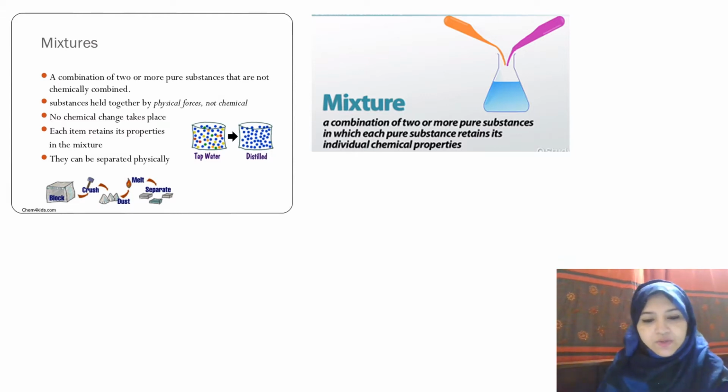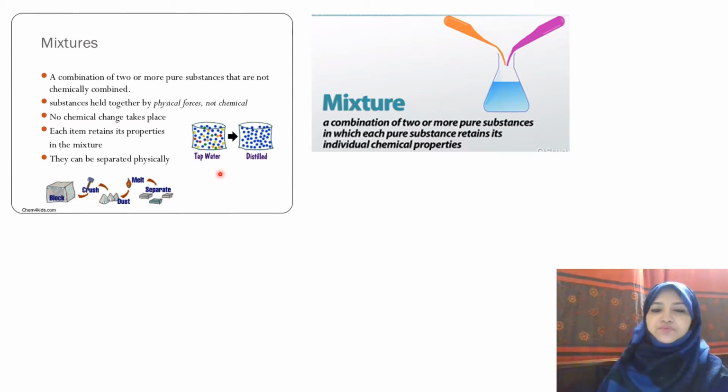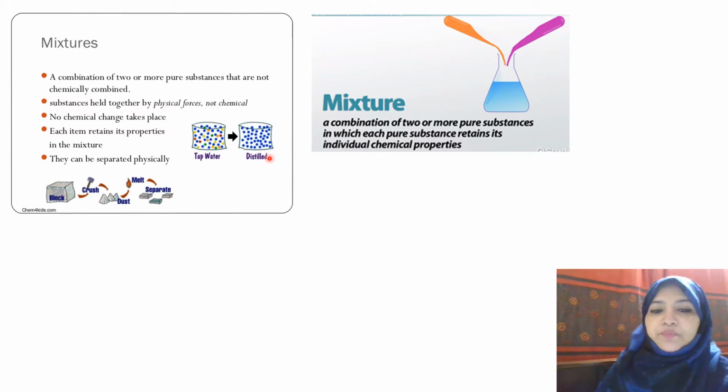Okay, and distillation. You can see the picture here. This is the tap water. We know that in tap water, along with water molecules, other substances are mixed up, and that's why we distill the tap water, and we get pure water.